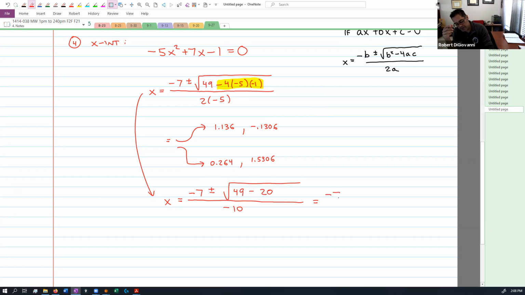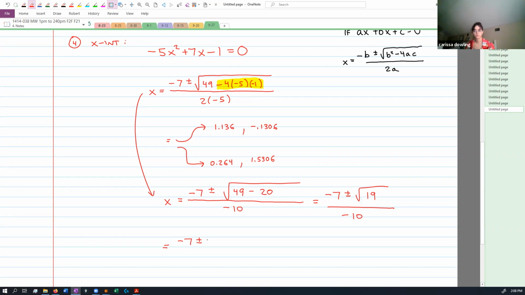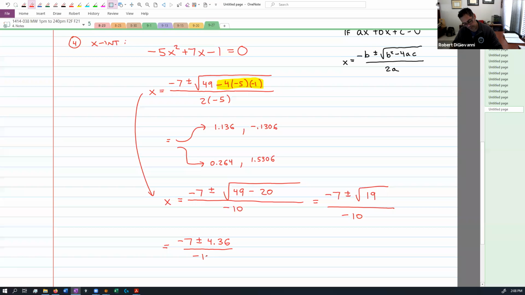So this becomes -7 plus or minus the square root of 49 minus 20 is 19 over -10. Now I need to figure out what the square root of 19 is, and I need my calculator for that. So I take the square root of 19. Make sure you can do this on your calculator. This will be -7 plus or minus. This is where rounding comes in. I'm gonna go 2 decimal places. 4.36, all over -10.